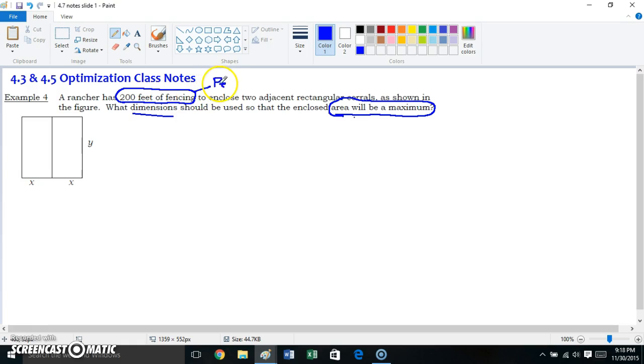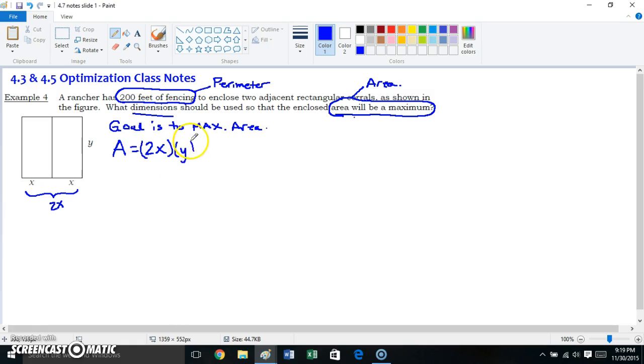So here we're talking about perimeter, but here we're talking about area. Our goal is to maximize area. So we need an area formula for this corral. Looks like it's 2x by 1y. So area is 2x times y.